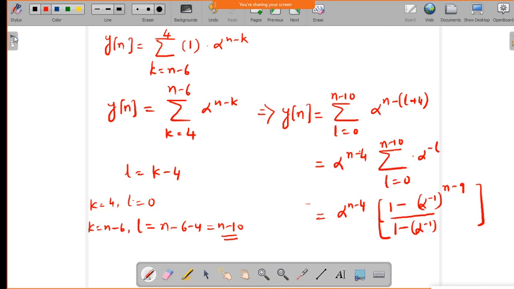So you can summarize the output values we got, and we can manipulate this further. If you multiply alpha power minus 1 with alpha power n minus 4 inside, you will get y of n equal to alpha power n minus 4 minus alpha power 7, divided by 1 minus alpha. Okay, so this is the final expression you will get for the index between 4 and n minus 6.